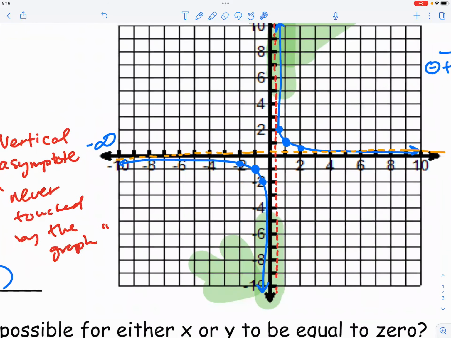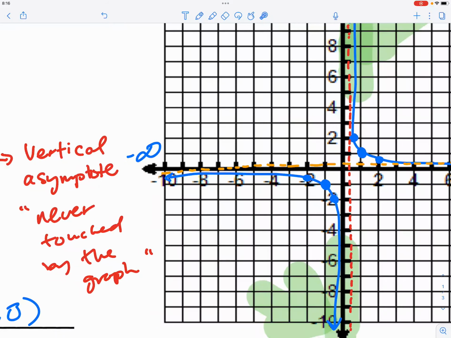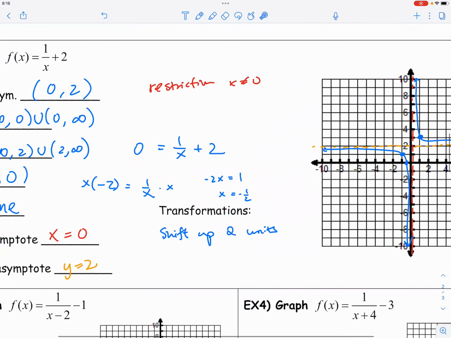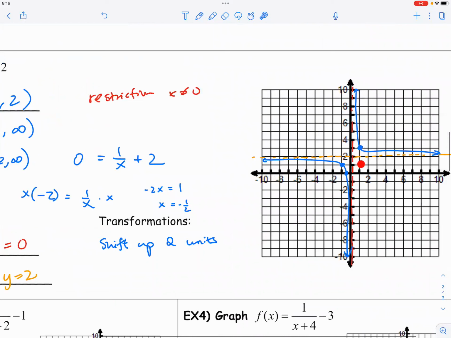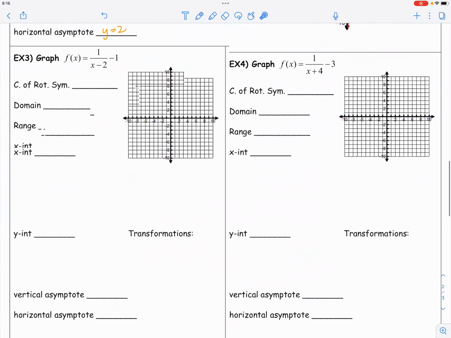Well, the parent function has points 1 comma 1 and negative 1 comma negative 1. So if you do transformation, you just go ahead and shift accordingly. Now, we have 1 comma 1, right? And what is the shift right here? We shift up 2 units, right? So 1, 1 becomes 1, 3. You shift up 2 units. Okay. All right, now.